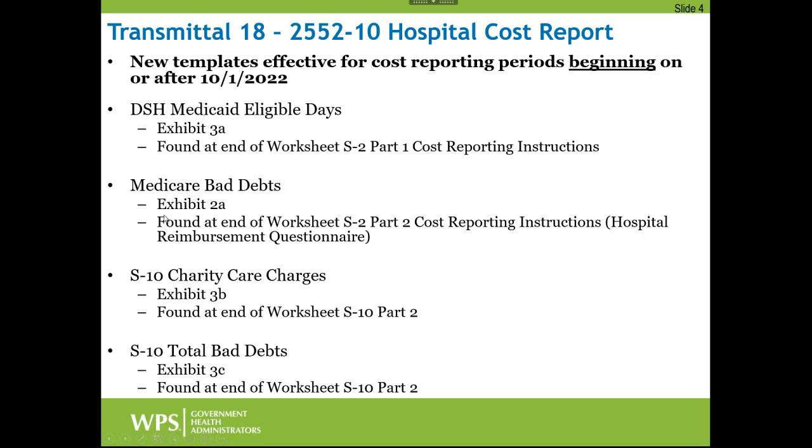For Medicare bad debts, these are Exhibit 2A. You'll find those at the end of Worksheet S-2 Part 2, which is the hospital reimbursement questionnaire. For the S10 charity care charges, those are Exhibit 3B. You'll find those at the end of Worksheet S-10 Part 2. And the total bad debts for S10, you'll find those at the Exhibit 3C at the end of, again, Worksheet S-10 Part 2. We are focused on Exhibit 3A for this video, the DSH Medicaid Eligible Days.